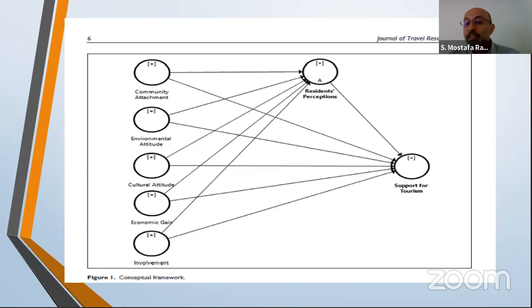So which one? What is the mechanism of effect of community attachment on support? Is it a direct effect, or are there some variables that transfer this effect? So this is the meaning of mediator.